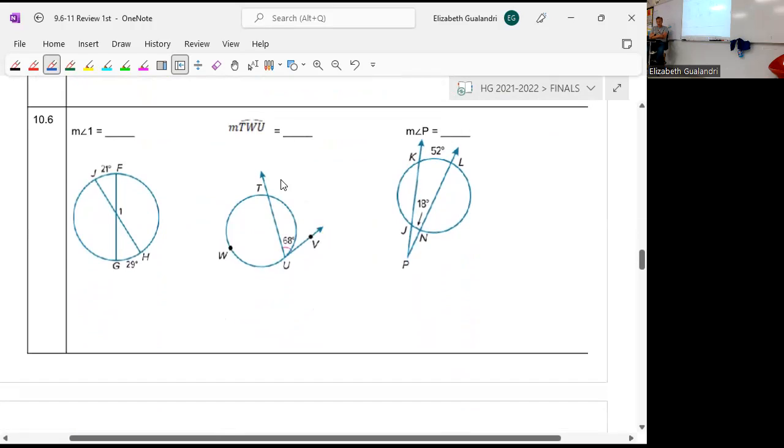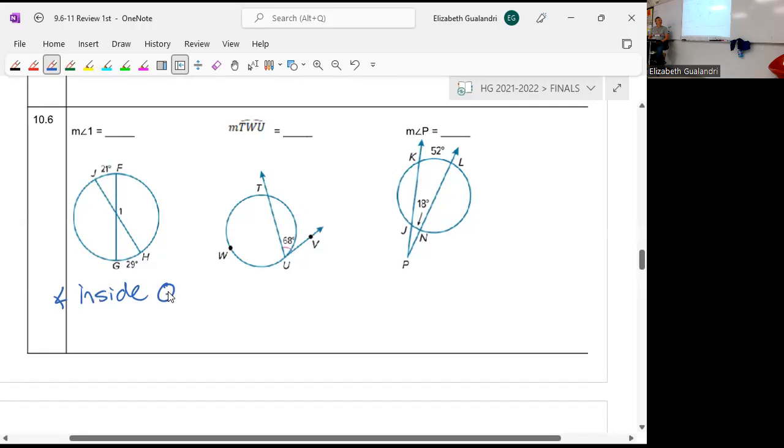Okay, 10-6, we start to talk about all the other angles of a circle. So this is not necessarily a central angle, so you have to be careful with that. We don't have that little dot in there or anything like that. We don't assume it's a central angle. But if you had an angle inside, so this is one where there's an angle inside the circle.